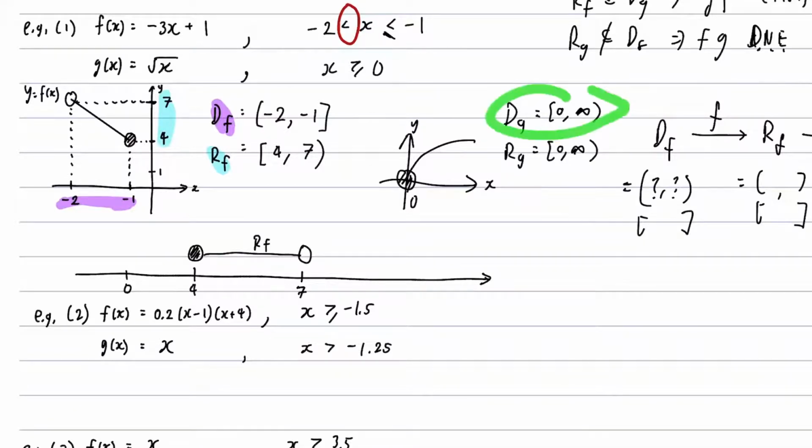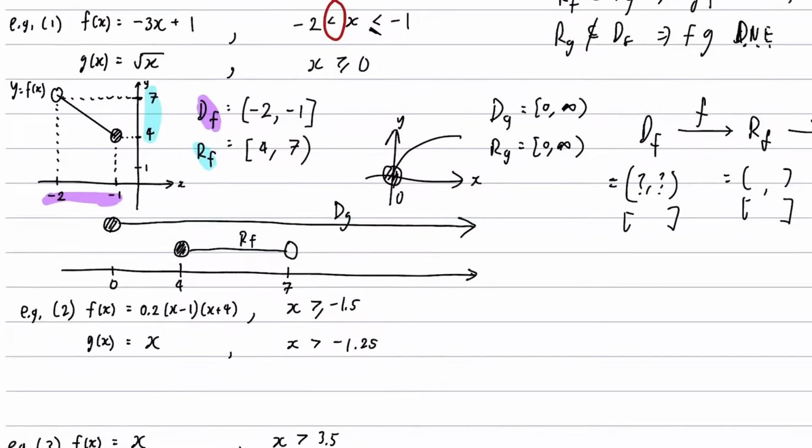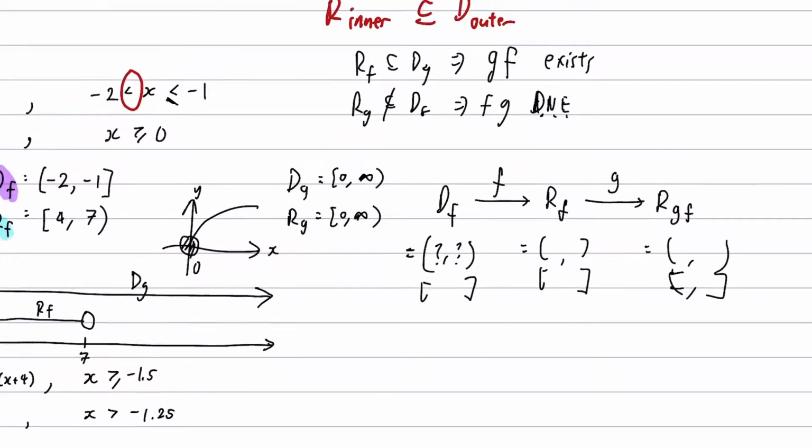And then you have DG. What is DG? 0 to infinity. So you draw a square bracket at 0 and go all the way to the right, ending off with an arrow. That's DG. Then you're asking, is this RF inside DG? Yes, it's shorter, therefore definitely inside. Okay, good.